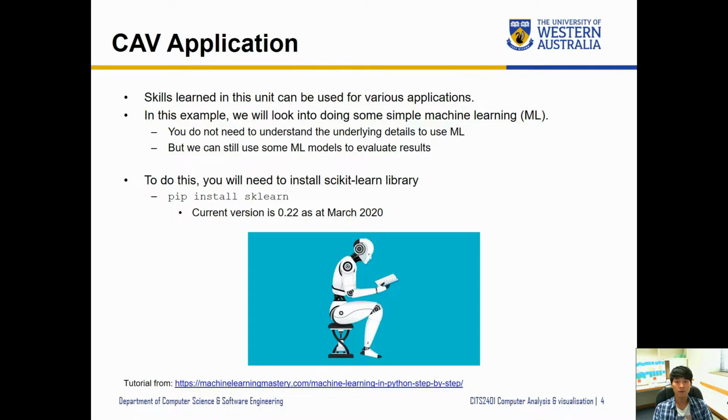Okay. To do this, you will need to install the scikit-learn library. If you don't have it, it's very simple: pip install sklearn. The latest version that I have checked was 0.22, so anything near there or a newer one should do the trick. This material is from the tutorial summarized in our unit context, so you can follow step by step, which covers more detailed instructions using different types of models.